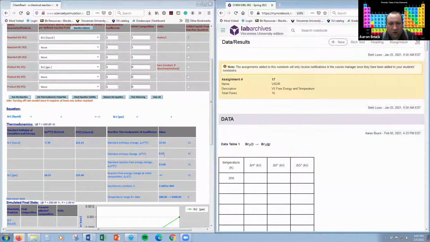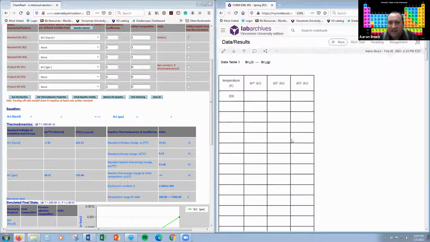Here we're going to record that for 200 degrees Kelvin, we had a delta H value of 35.93 kilojoules, a delta S value of 0.11 kilojoules, and a delta G value of 13.68 kilojoules.